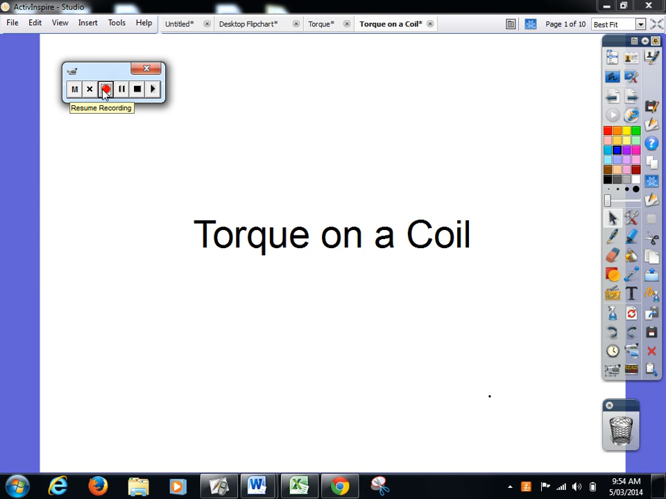Right, yesterday we had a look at torque, and that torque is the turning effect that a force has on an object. And normally it's an object which is fixed at one point called a pivot. So now we look at the whole reason why we are looking at torque in the first place, which is to look at how it affects torque on a coil. Okay?